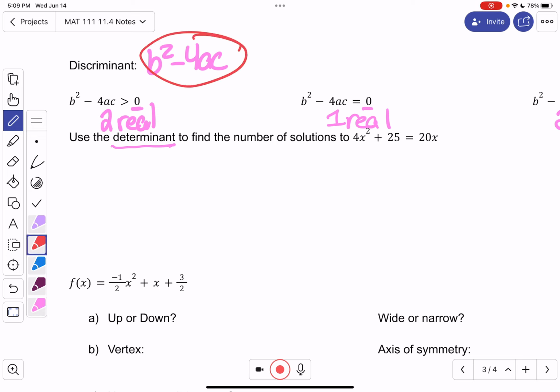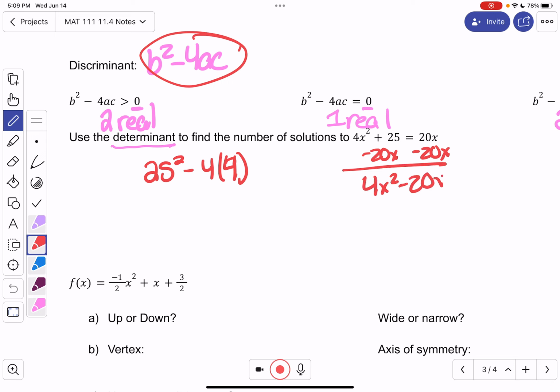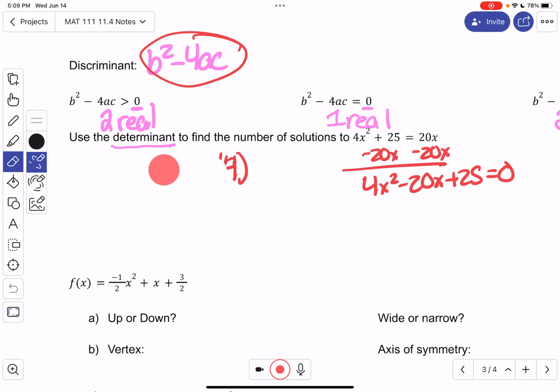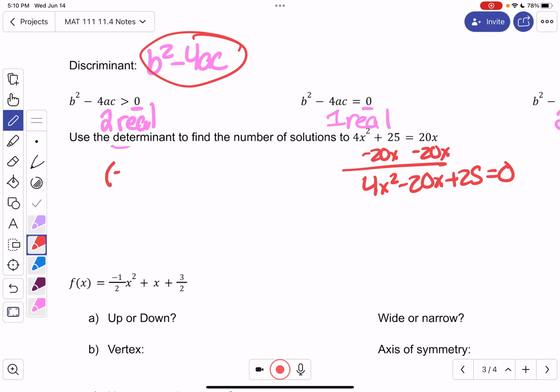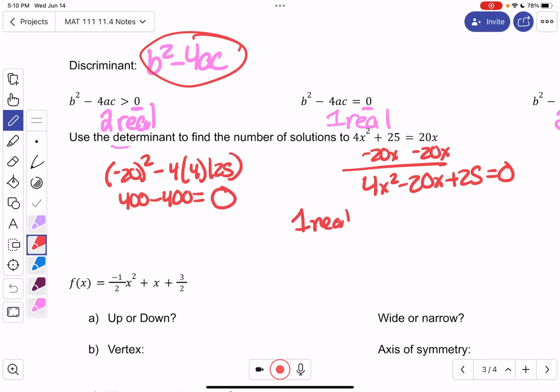So we're going to start by plugging this in. B squared minus 4a. Oh, hold on. We need to get it so it equals 0. 4x squared minus 20x plus 25 equals 0. Now we can do the discriminant. So b squared minus 4ac is 400 minus 400. So the discriminant is 0. So we're just going to have one real solution. That's how you can use that to make your life easier or answer questions if it's asking how many solutions.